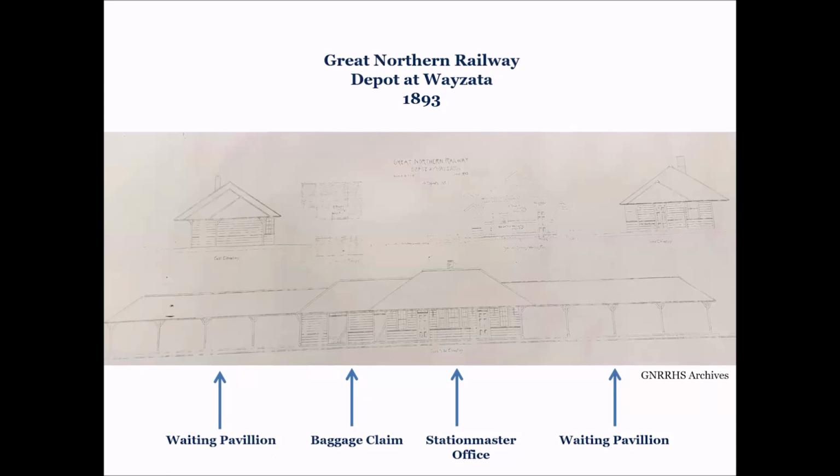And then at the bottom, I've labeled with some arrows so we can see what the different parts of it are like. The left-hand side of the picture is a covered waiting pavilion, and this would be the east side of the building. The next arrow says baggage claim, so that end of the depot is where the baggage claim was. The next arrow is actually pointing at a bay window in the center section of the building, which was the station master's office. And then the right arrow is the right side waiting platform.